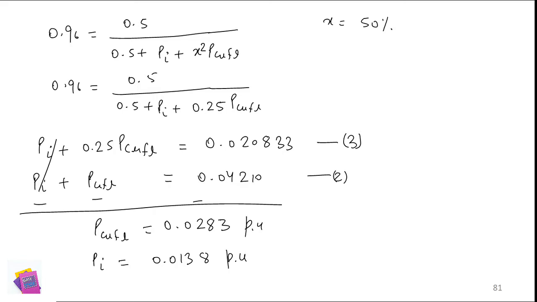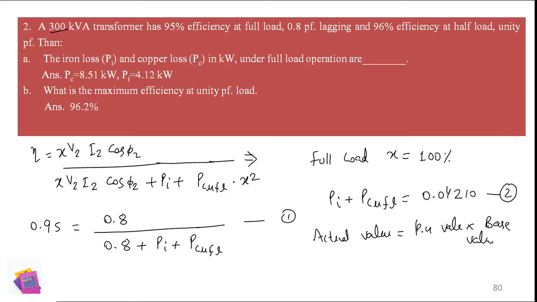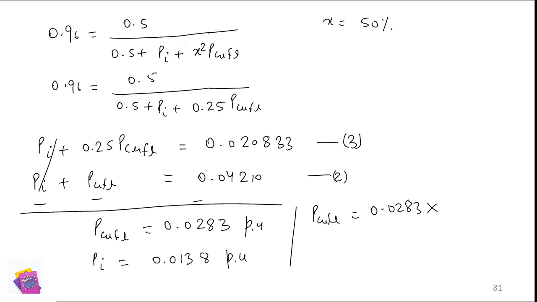Actual value you can calculate directly. P copper full load equal to how much? This is the per unit value into a base value. How much? 300 kV. So multiply it by 300 kV. So you will get the answer in kilowatt. So this is something like 8.51 kilowatt.